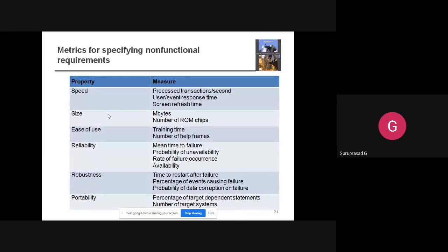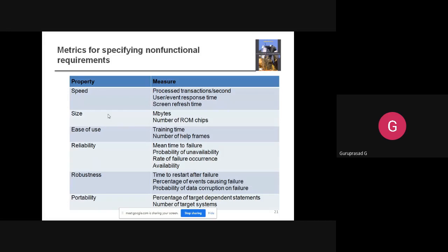And the last one is portability. What is the meaning of portability? The percentage of target dependent statements. One statement may be, if you are making changes to one module, it may have an adverse effect on the other module. That's what we call coupling actually. One module is dependent on another module. So if you make changes to one module, naturally other modules also will get affected, correct? So what are the target systems? Please remember, this is an important topic.